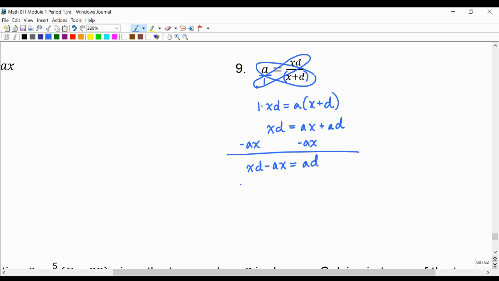And now I'm going to factor or undistribute. I'm going to pull out the common factor that I actually want also, which is the x. And I'm left with d minus a. Also double check it by if you redistribute, do you get back to where you started? All right, and now I want to get rid of d minus a.